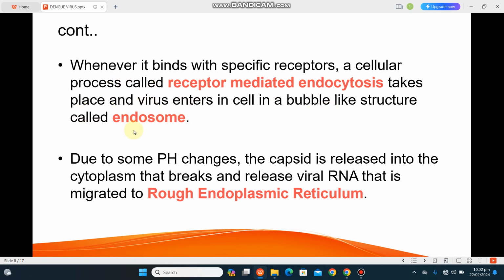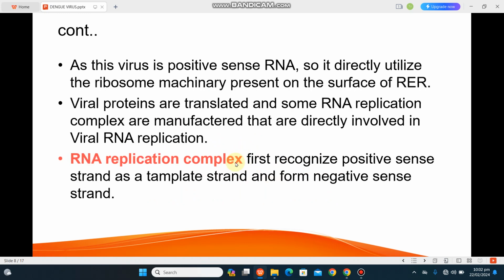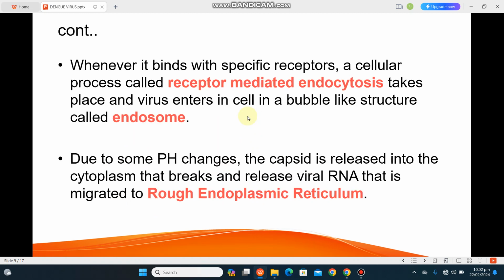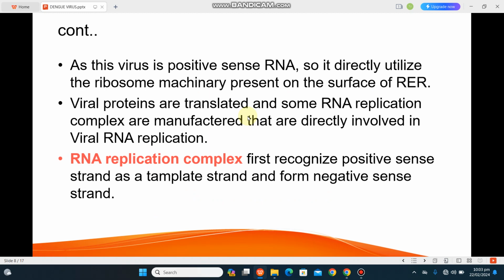Whenever it gets entry in the cell, it migrates to the rough endoplasmic reticulum. Why does it migrate toward the rough endoplasmic reticulum? Because as it is a positive sense single stranded RNA virus, it can directly translate its genetic material to form its specific proteins. That's why it moves toward the RER to get some machinery, protein machinery, that is ribosomes, to make its specific proteins.